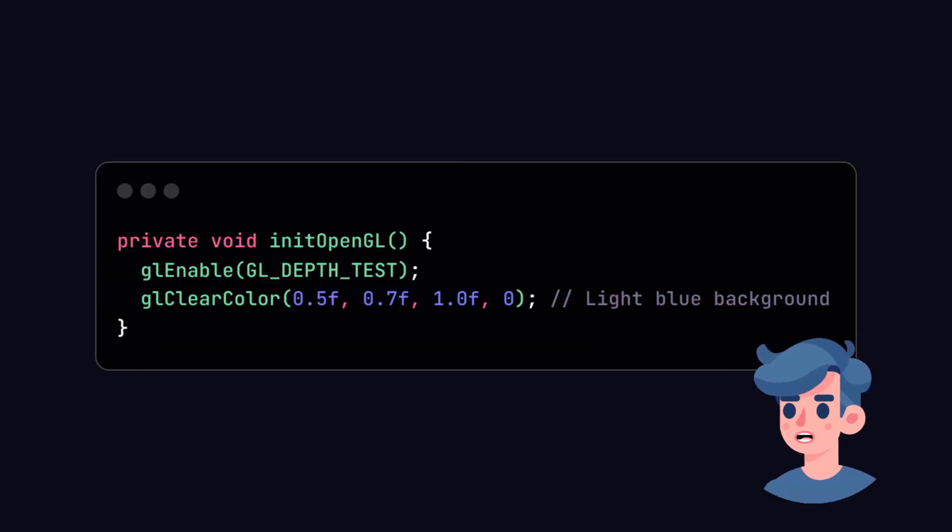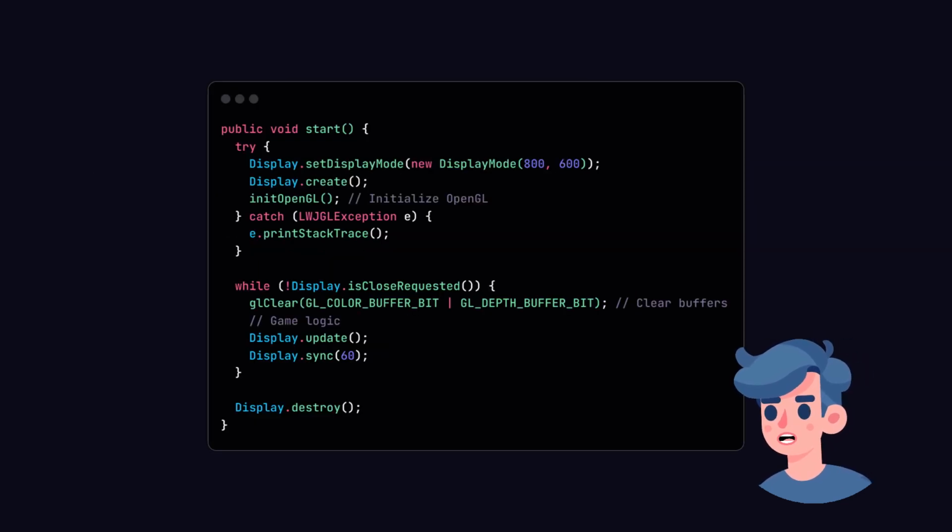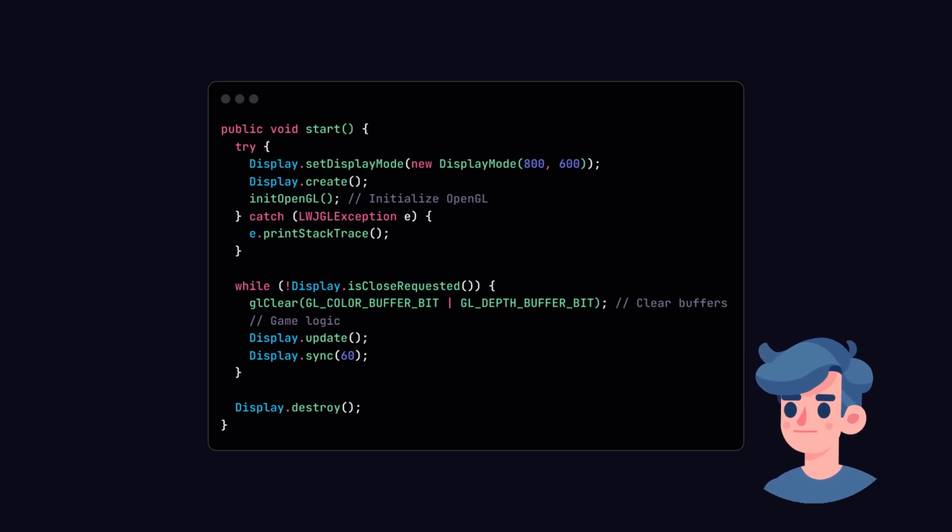To set up 3D rendering, you will need to initialize OpenGL. Add the following initialization method to your game class. Call the init_OpenGL method in your start method just after creating the display. Your updated start method should look like this.